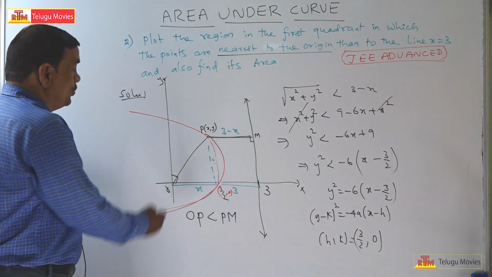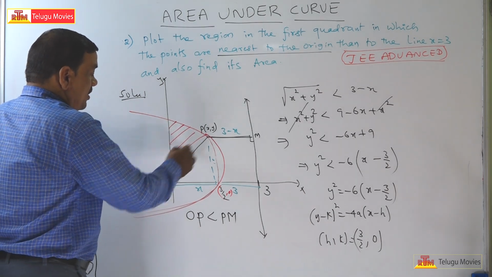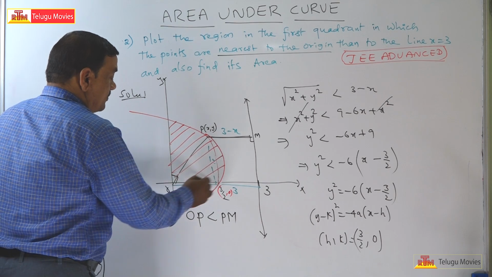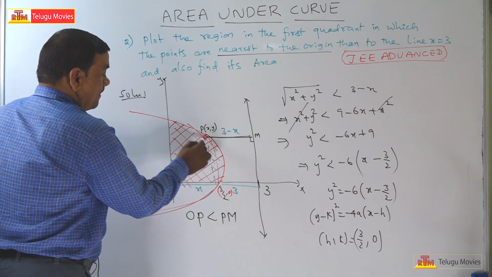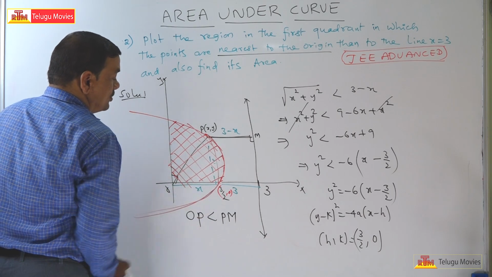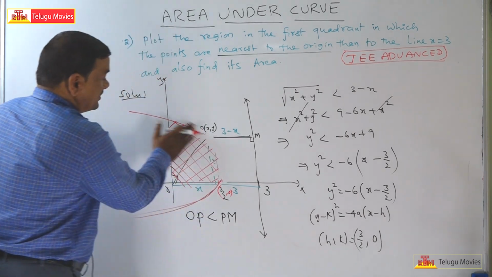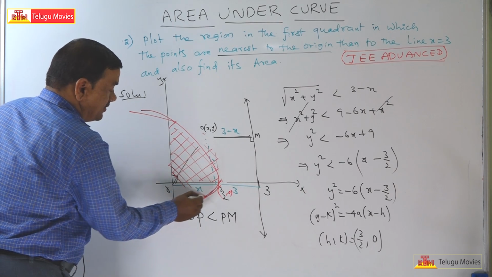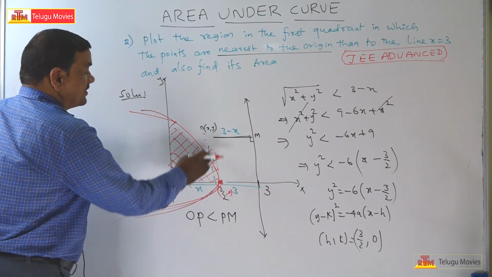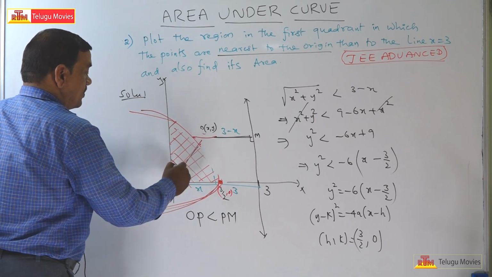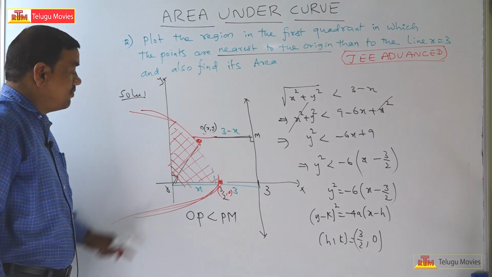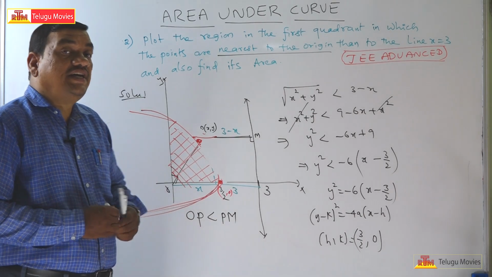So you have to find out the area of this region, only in the first quadrant. This area you have to find out. So this will be the vertex. Vertex means you have to get it like that. This is your point P(x, y). So I will draw a neat diagram.